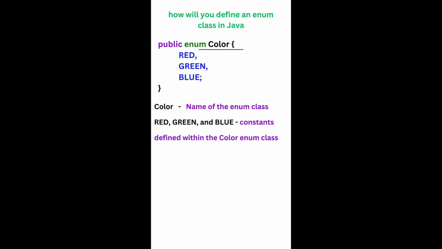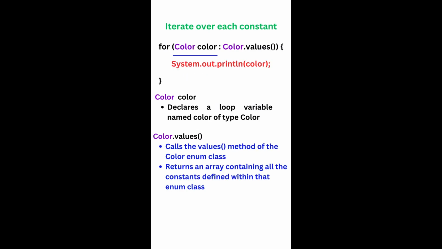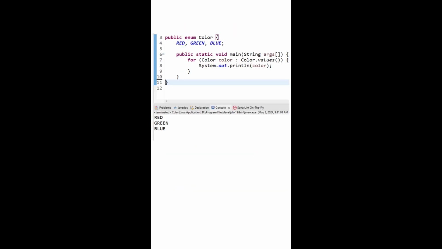How will you define an enum class in Java? Here is an example. Color represents name of the enum class. RED, GREEN, and BLUE are constants defined within the Color enum class. To iterate over each constant, use a for loop. Color declares a loop variable named color of type Color. Color.values calls the values method of the Color enum class and returns an array containing all the constants defined within that enum class. Execute the code and check the output.